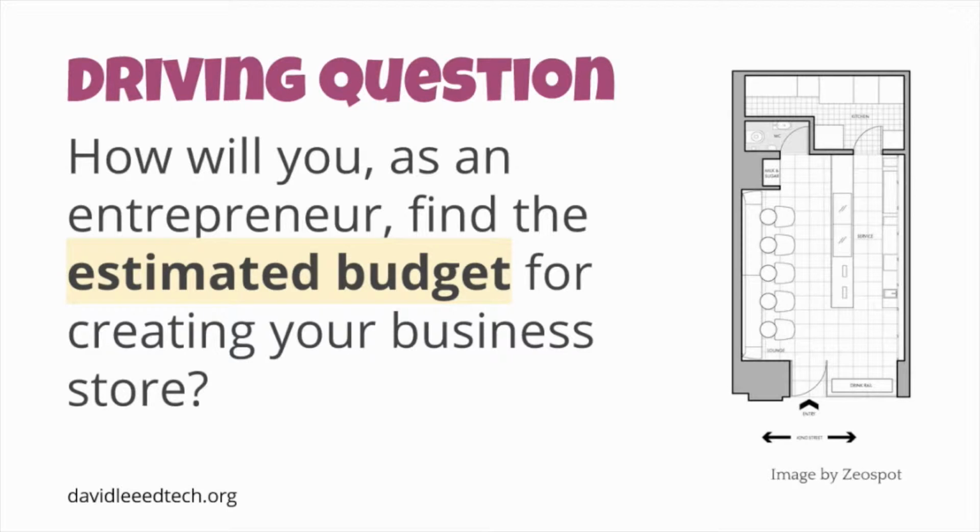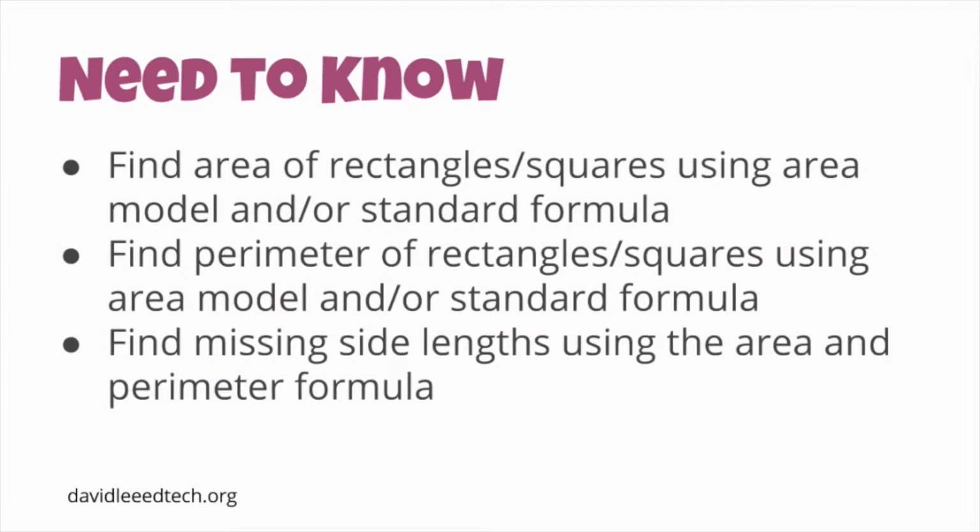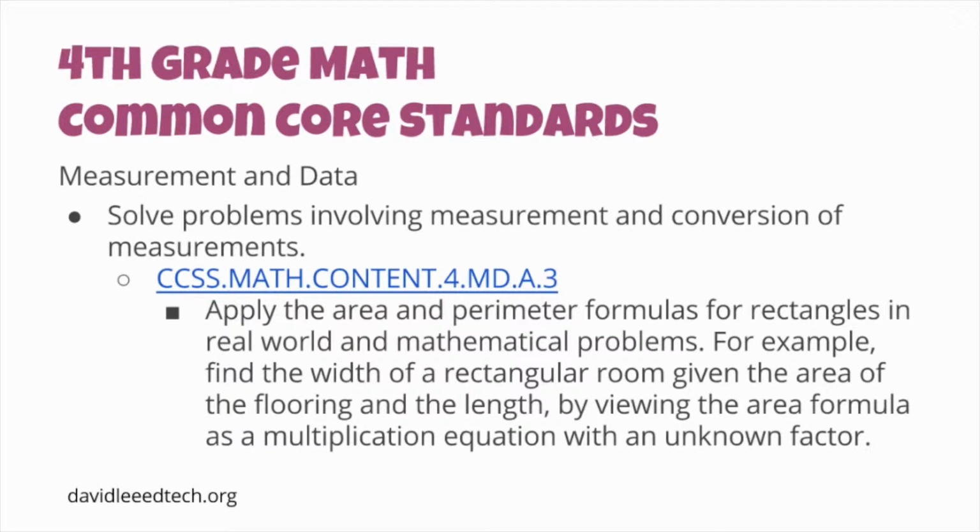How will you, as an entrepreneur, find the estimated budget for building your business store? The need to know consisted of finding the area and perimeter of rectangles and squares, and finding the missing side lengths using the area and perimeter formulas. These skills incorporated the 4th grade Common Core Mathematics Standard, Measurement and Data, A.3, which states students will be able to apply the formulas in real-world mathematical problems.